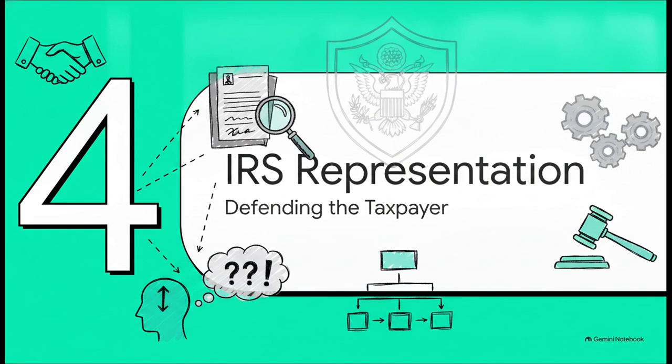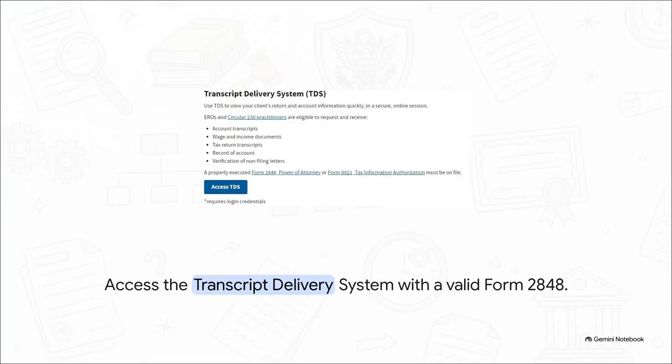Okay, on to Section 4, IRS Representation and Forms, Defending the Taxpayer. When a client comes to you in a panic with an IRS problem, you really can't just take their word for what's going on. Once you get a properly executed Form 2848 Power of Attorney signed, you get access to the eServices Transcript Delivery System. This portal is going to be your absolute best friend.